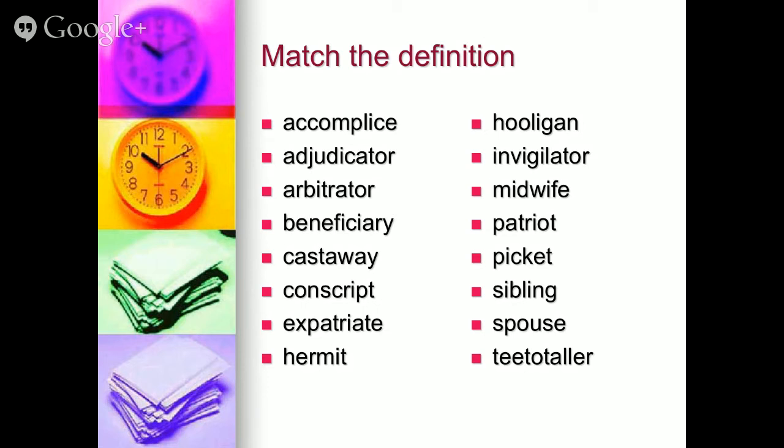So the next word, beneficiary. Ming, do you have kids? Yes. Are they adults? Ming, what's your question? Do you have any children? Yes. I know the meaning of beneficiary.